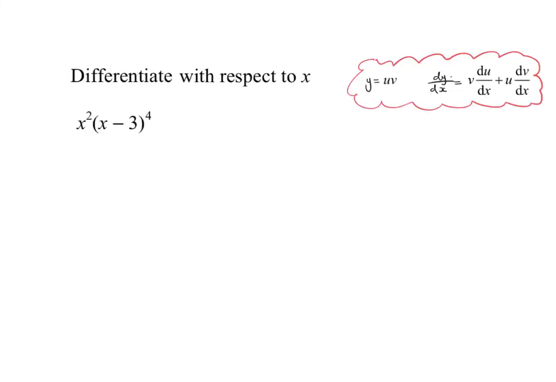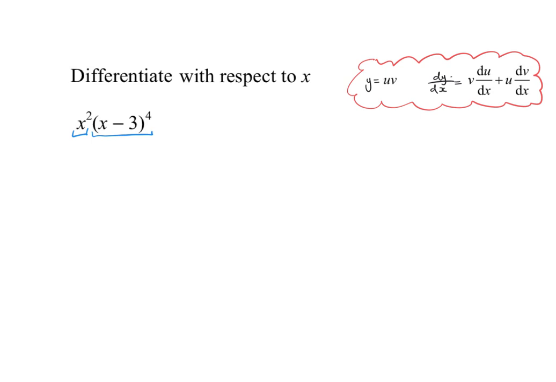The product rule allows us to differentiate a function multiplied by a function. So in my example, you can see that I have x squared multiplied by (x minus 3) to the power of 4. This is two functions, and whilst yes, we could expand this and simplify it and then differentiate it, that would take a very long time. So this is where the product rule works really nicely.